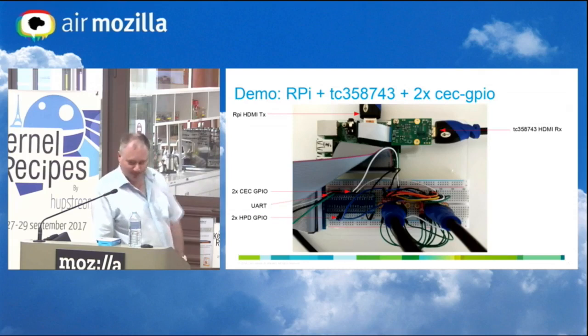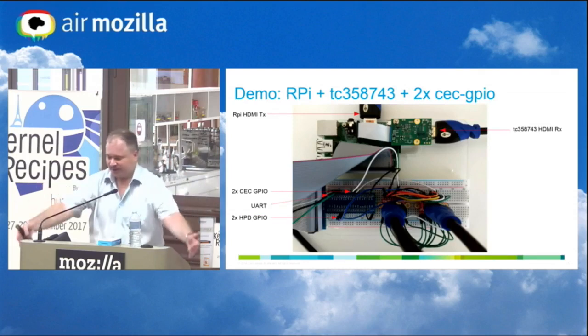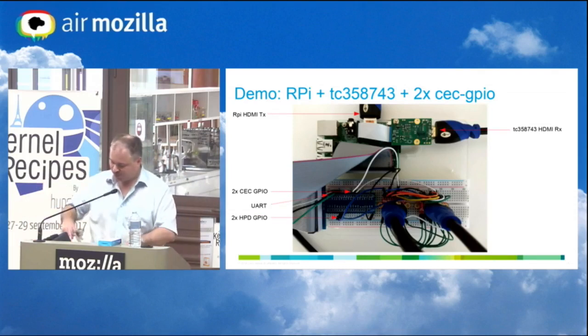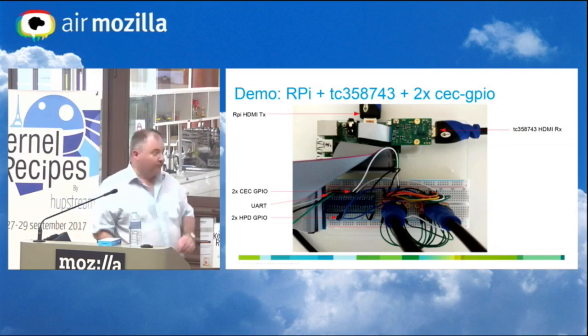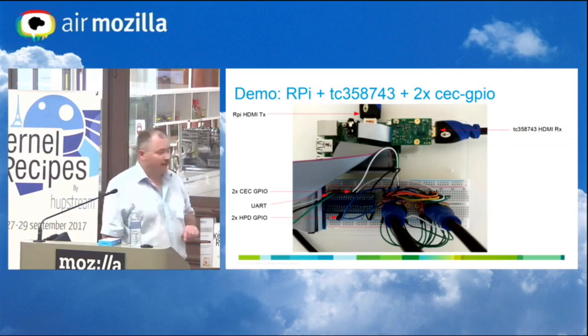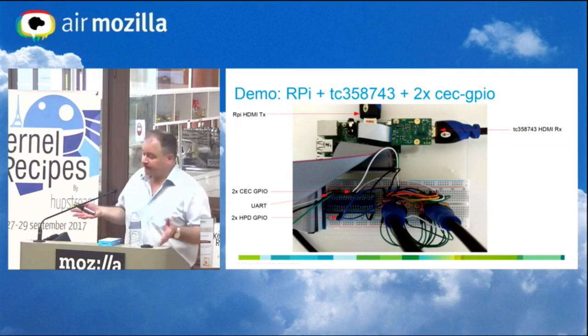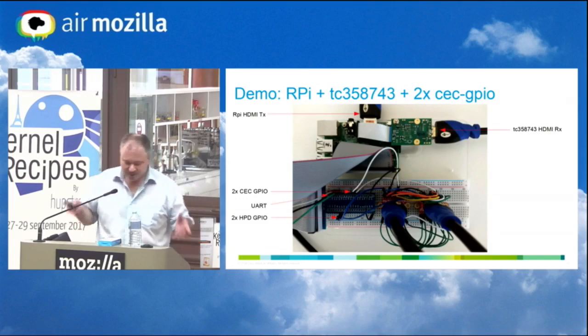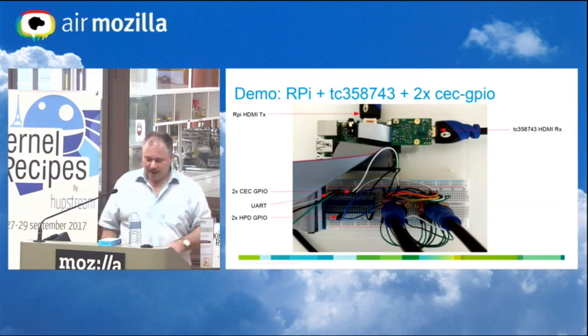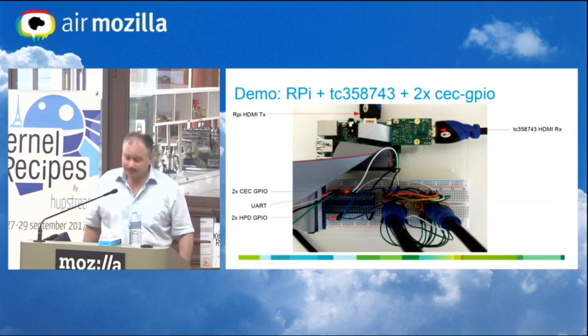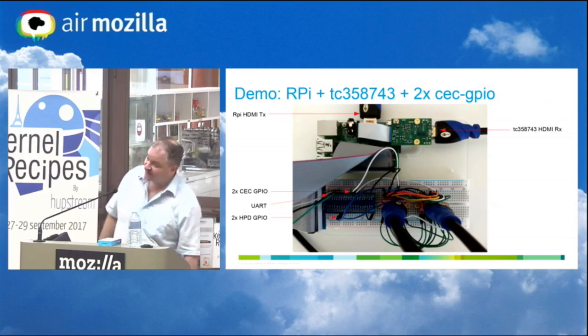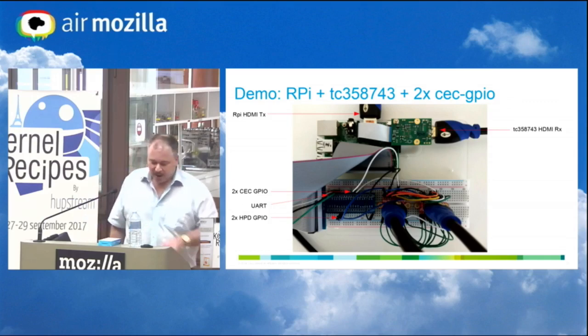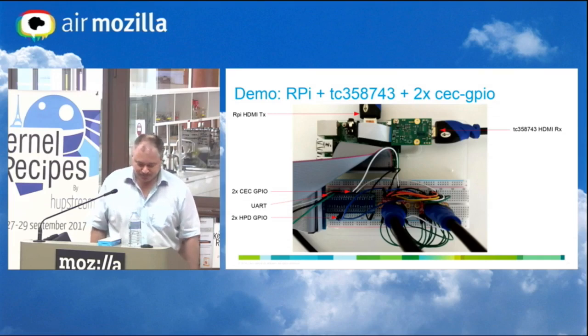So I prepared a demo. You can't see it because of the way this is designed. I will show it later during the coffee break, but I have a picture as well. So it's a Raspberry Pi, a breadboard, two HDMI connectors. In the right-hand corner, I have an adapter board for an HDMI receiver, a Toshiba HDMI to CSI bridge, and you have the Raspberry Pi transmitter.